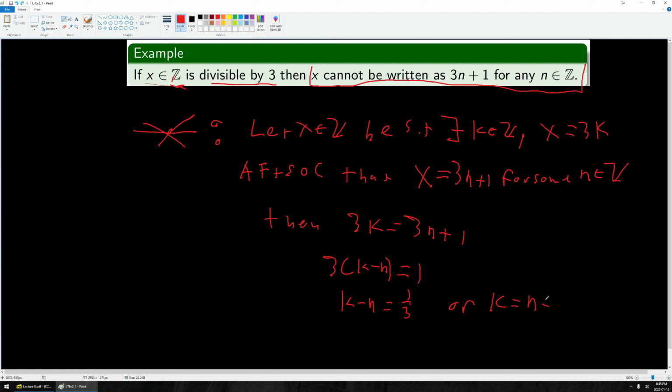So you could do this, or you could go one step further if you wanted and say k is n plus 1/3. Okay, so this is a contradiction because an integer isn't equal to an integer plus a rational number like that. You can't simplify this out. So from here, this is a contradiction, so you can conclude that the theorem is true. Thus, the statement holds.